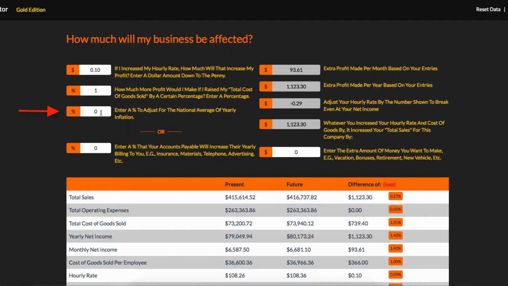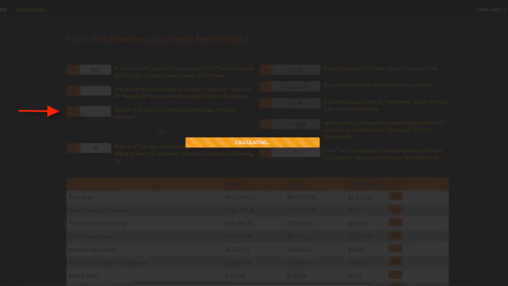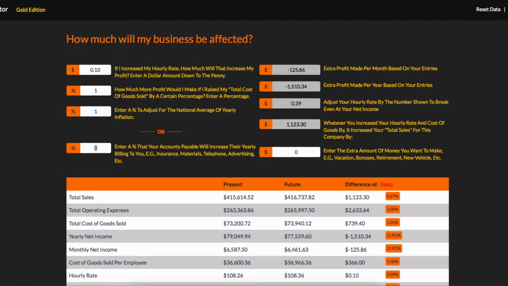Now, let's adjust for inflation, say by 1%. Everybody knows what inflation is, the cost of living increase. Inflation runs between 1 and 4% depending on the economy. The inflation entry box and the box below it are somewhat identical in what they do. The percentage for the yearly inflation is more of a general roundabout number. Where it says to enter a percent that your accounts payable will increase, this is where you would enter your own personal calculations based on what increases you have seen within your own P&L statements. So, if you have a workers' compensation claim that raised your rates, the percentage in this box may be higher than the entry you would have put in for yearly inflation.